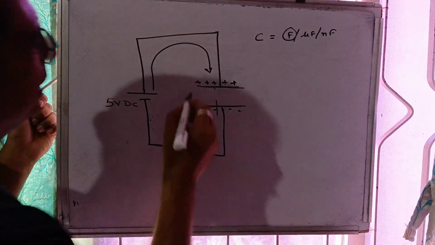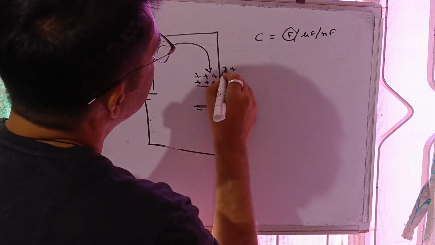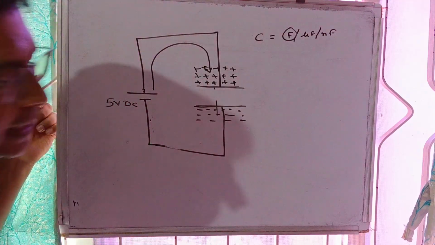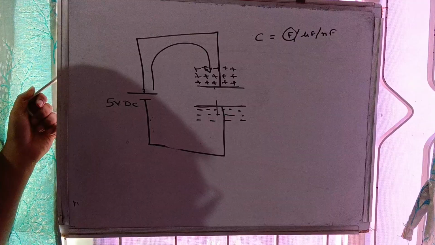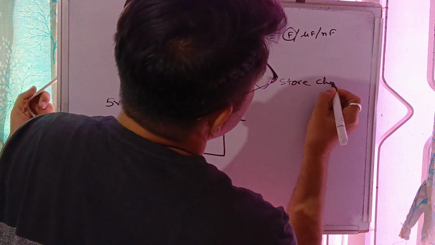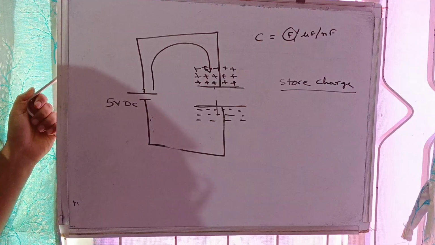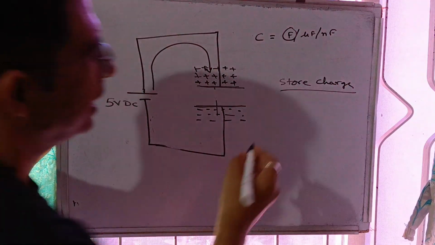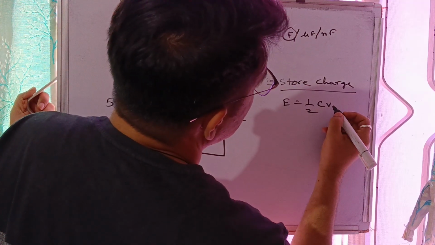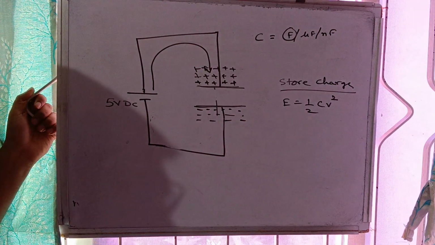Now what will happen in that case? It will keep on accumulating the charges. So in that case we can say that it stores charges. So a capacitor stores charge, and there is a specific formula for that. I think 1 by 2 CV square, that is the energy. 1 by 2 CV square is the energy stored.